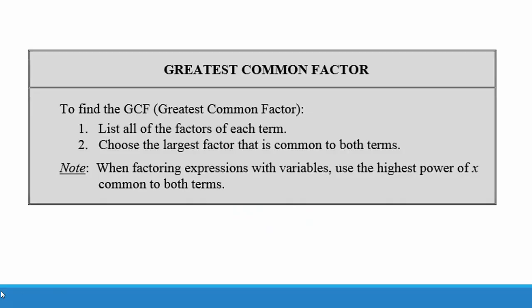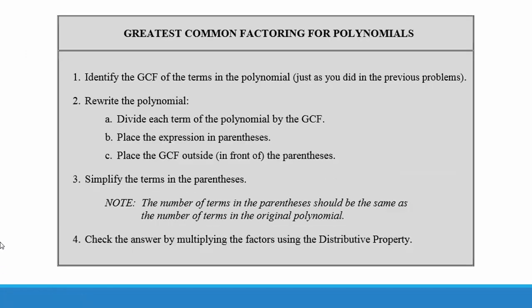To find the greatest common factor of two terms, list all the factors of each term. Choose the largest factor that is common in both terms. When factoring expressions with variables, use the highest power of x common to both terms. Greatest common factoring for polynomials. In order to factor the greatest common factor out of a polynomial, you must first identify the greatest common factor of the terms in the polynomial.